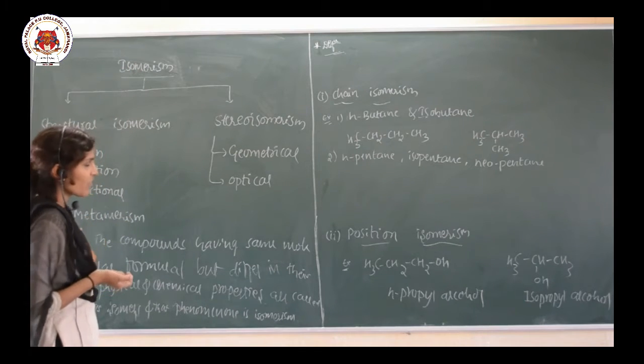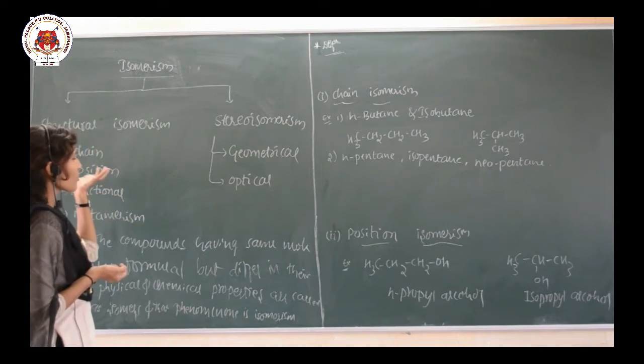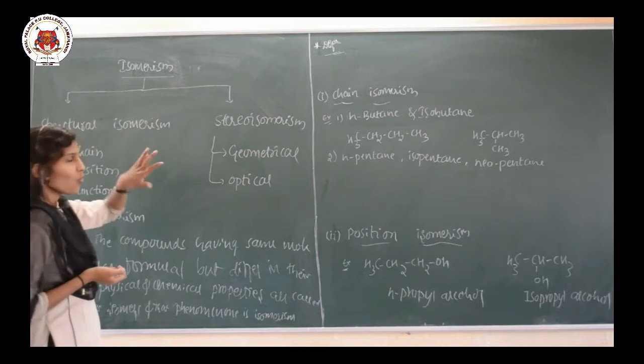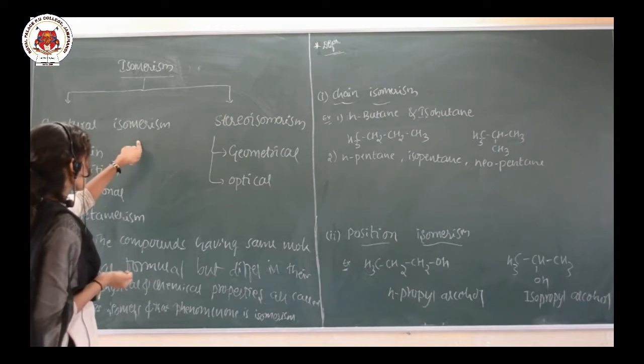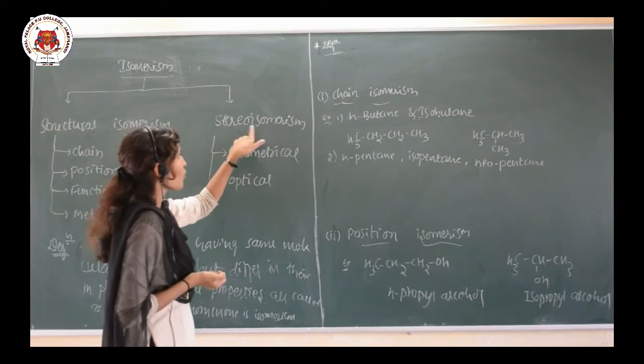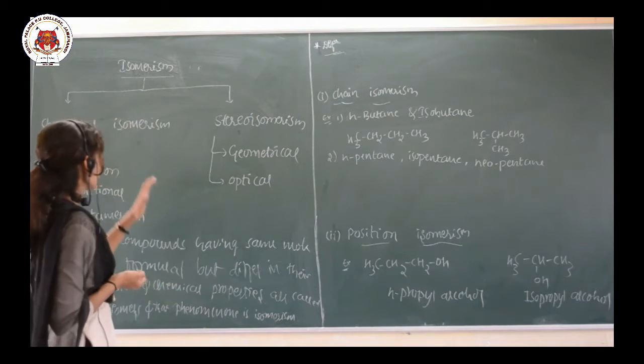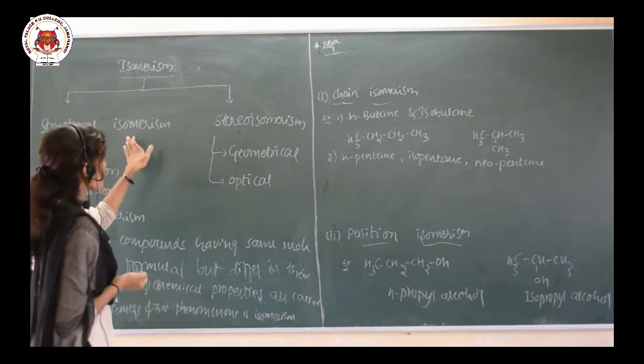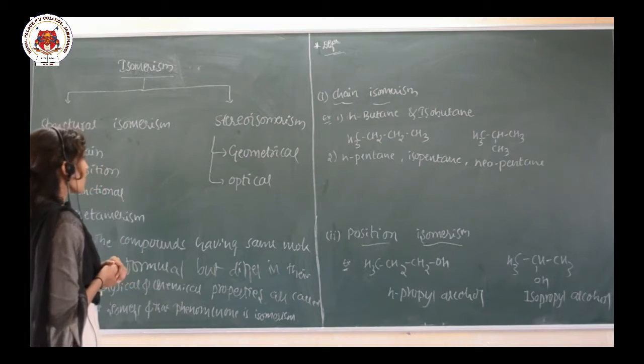Isomerism is categorized into two categories. One is structural isomerism and one more is stereoisomerism.